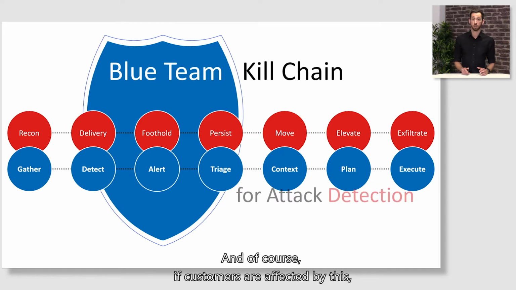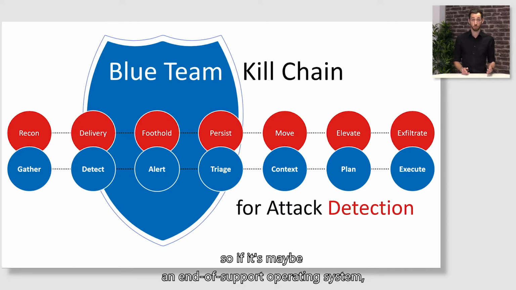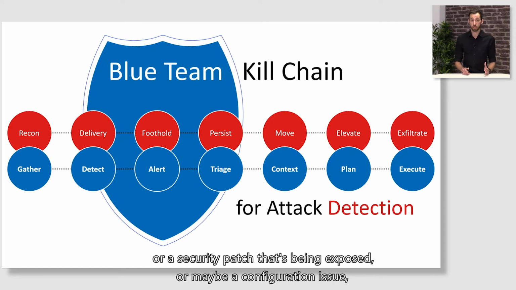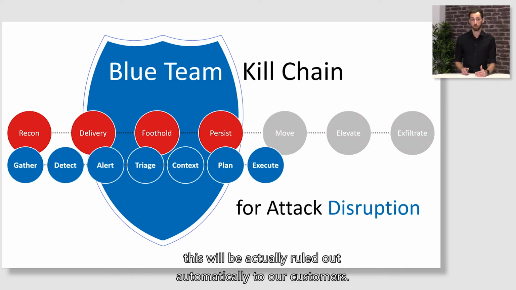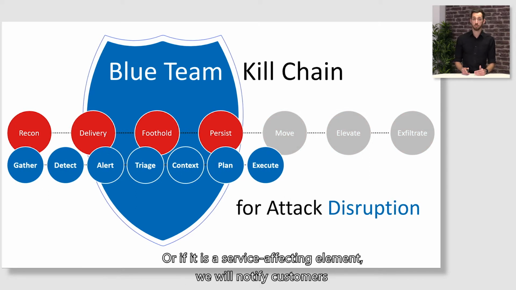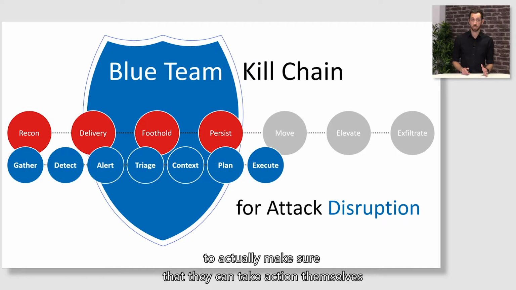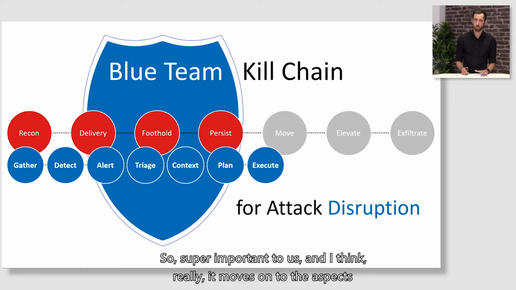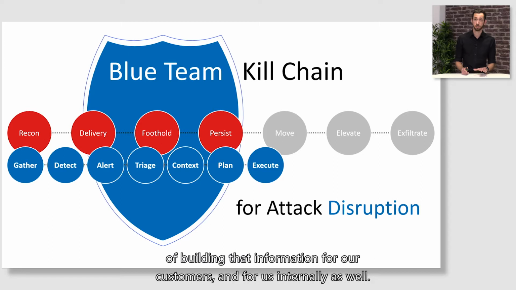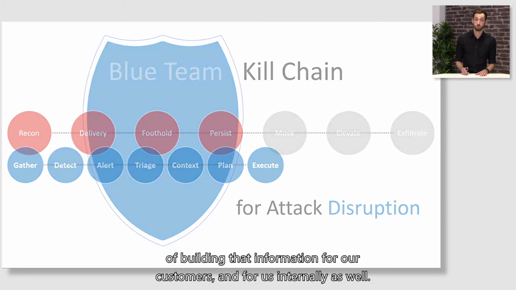And of course, if customers are affected by this, maybe an end of support operating system, a security patch that's going to be exposed, or a configuration issue, this will be rolled out automatically to our customers. Or if it is a service affecting element, we will notify customers so that they can take the action themselves to remove this blocker before they're exposed. So obviously we're being proactive and making sure it's resolved quickly enough. It's super important to us, and it moves on to building that information for our customers and for us internally as well.